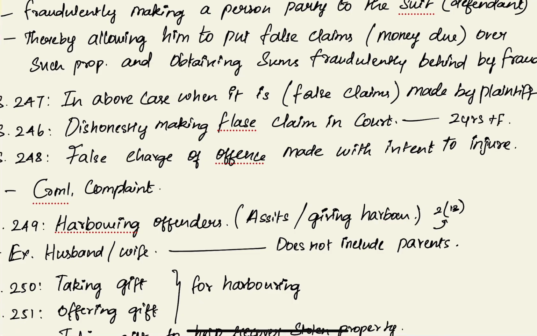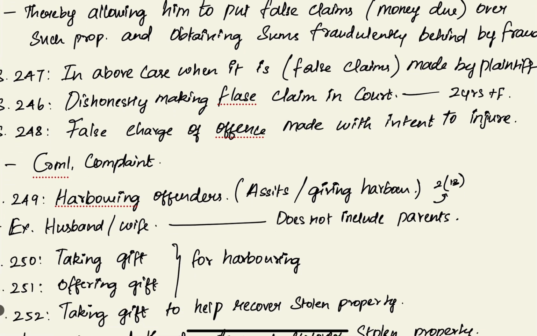Section 246 deals with dishonestly making a false claim in the court. Generally, if any false claim has been made in the court with dishonest intention, such person shall be punished with imprisonment of 2 years with fine.